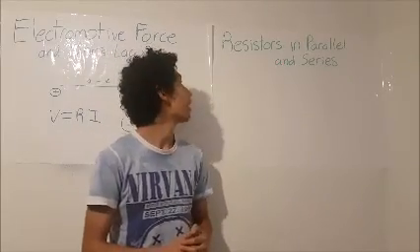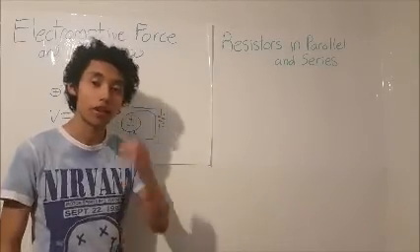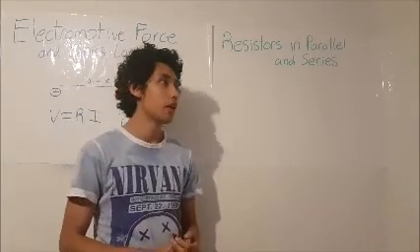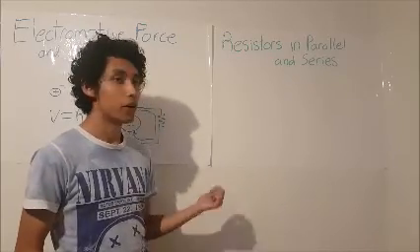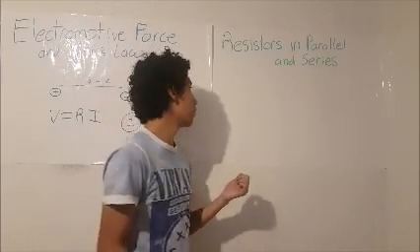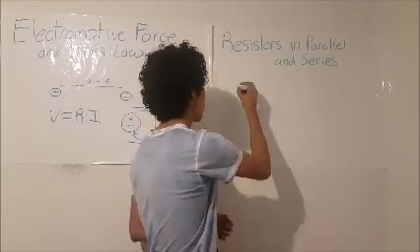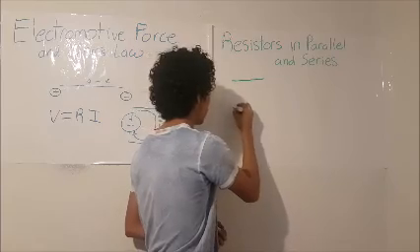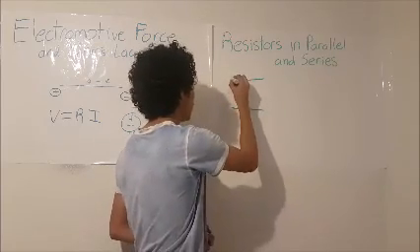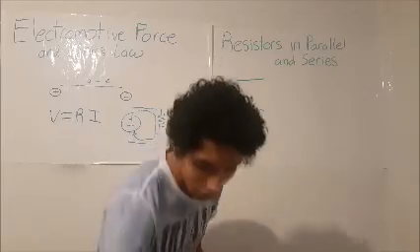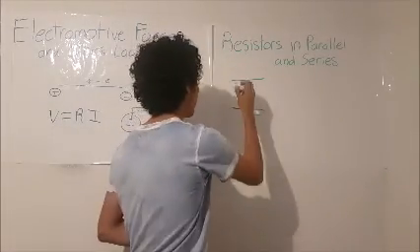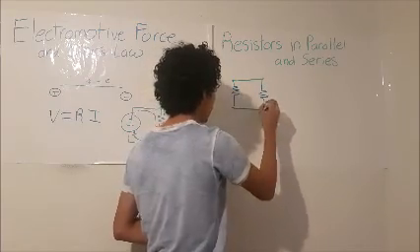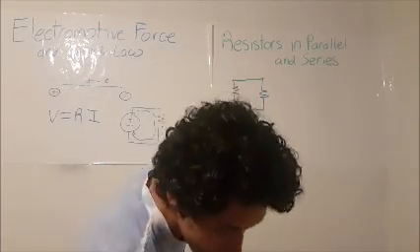And now I will explain resistors in parallel and series. Resistors can be connected in many ways. The two most popular are parallel and series. Parallel means they are connected to the same two nodes or cables. Let's say this is a cable and this is the other one. I'm going to draw it. And this is a resistor, and this is the other, and this is parallel.